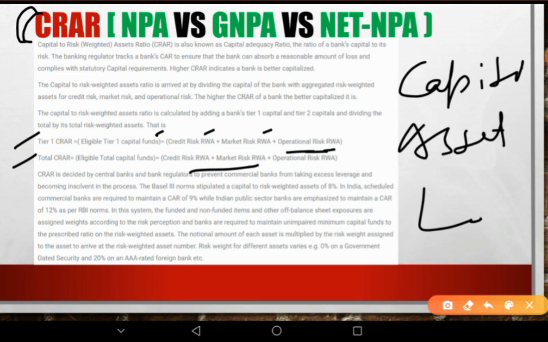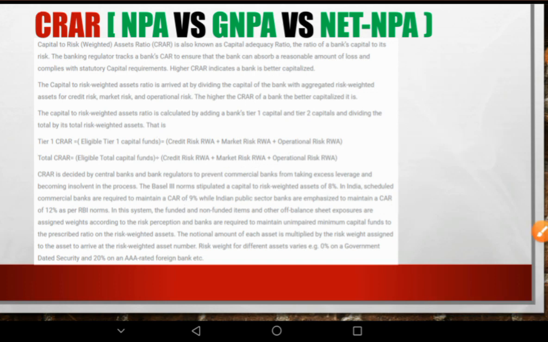So if any bank has a good CRAR, then it's always good. Like in Basel III norms, a capital to risk weighted asset ratio of 8% is stipulated. So RBI has said that you have to keep at least 9%, and it's 9% for SCBs, but they have emphasized that 12% is the best case. You have to keep it at 12%. So CRAR is a hybrid form of PCR.